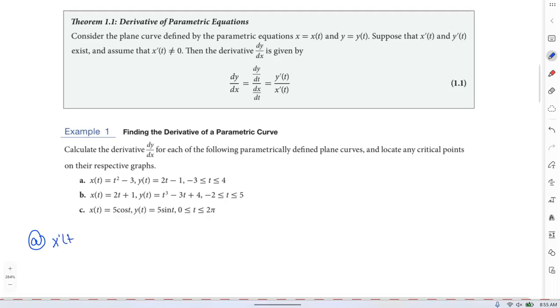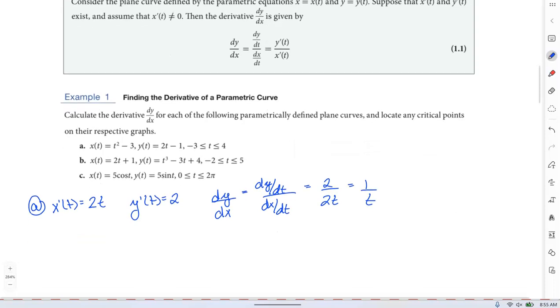So to find the derivative of x with respect to t, we're just going to take the derivative the same way we normally do, and that derivative is just going to be 2t. The derivative of y with respect to t would just be 2. So if I want the derivative of y with respect to x, I could take the derivative of y with respect to t, and then I'm going to take the derivative of x with respect to t, and then I'm going to divide those. So I'm going to have 2 over 2t, which is going to be equal to 1 over t. So notice this derivative is undefined when t is equal to 0.